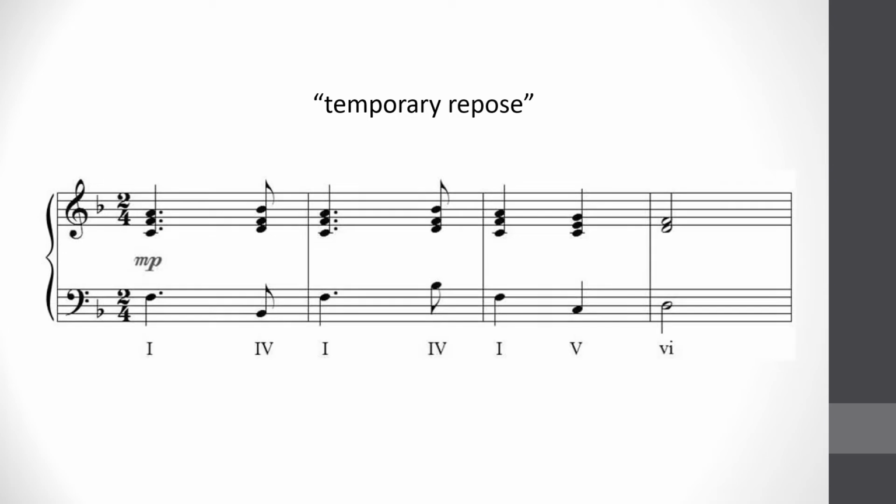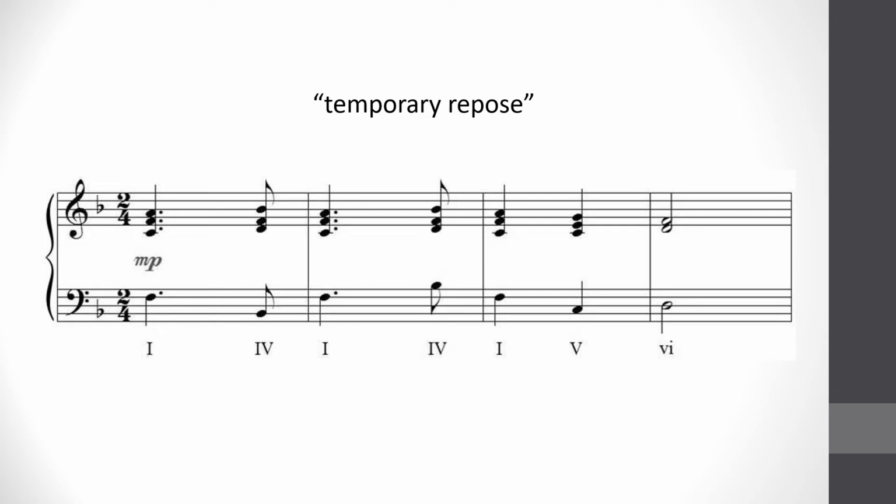Next, let's look at an example of a harmonic phrase that suggests a temporary repose. This piece is in the key of F major. The last two chords in this example form a deceptive cadence. Our ears are expecting to hear a 1 after the 5, but instead we get a 6.